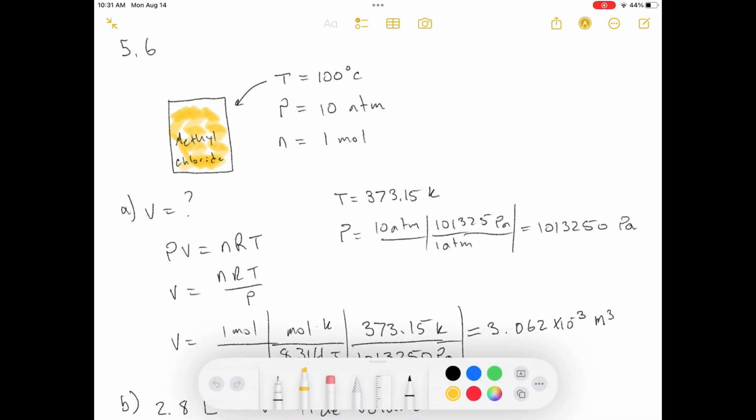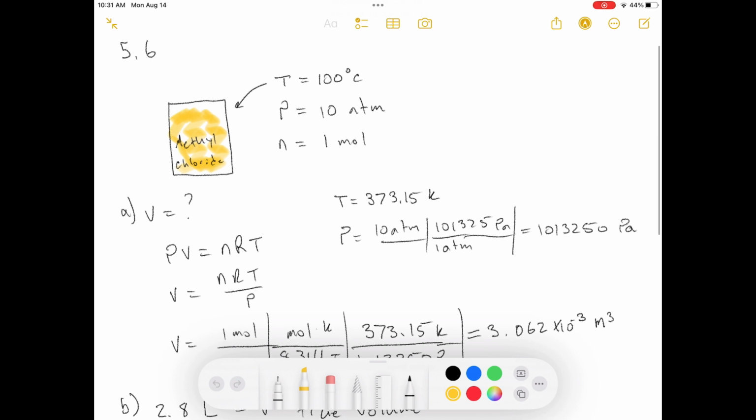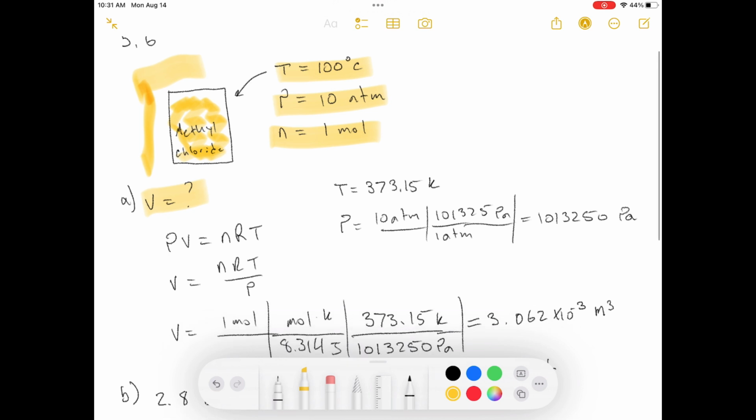So first thing I do is I draw a little picture and say, okay, I've got methyl chloride inside of this box here. It has a certain temperature, a certain pressure, and they gave us the amount of matter that was in there. They want us to estimate what the volume is. One of the first things I do, right here, temperature and pressure, convert that into absolute and SI units. Okay, so I've got that in Kelvin.